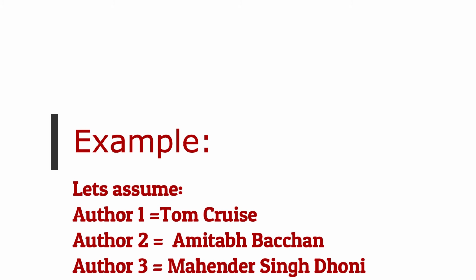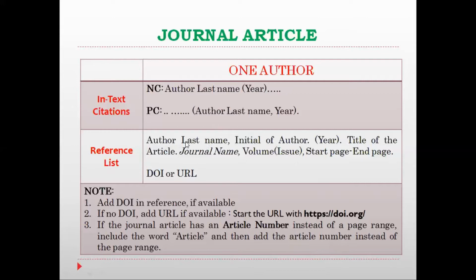Remember, just for simplicity and understanding, let's assume that the first author will be Tom Cruise, the second author will be Amitabh Bachchan, and the third author will be Mahendra Singh Dhoni. Just for example. Because in in-text citations you only give the last name, in the case of one author, where the first author is Tom Cruise, this will be Cruise and the year in which it is published.